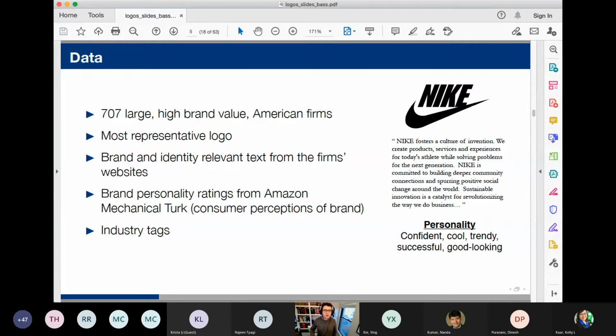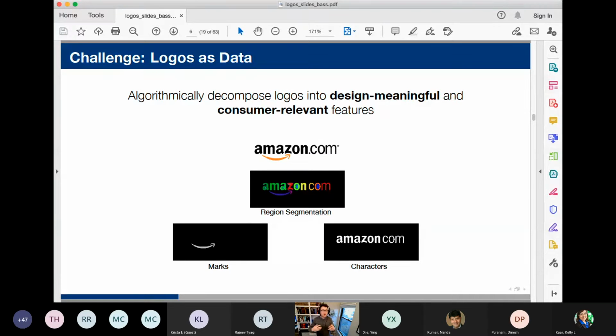Based on this, we need a way of working with the logo as data. Rather than what is more typical, at least in the machine learning world, working with this in a totally unstructured way, we take that logo and algorithmically decompose it into design-meaningful and consumer-relevant features.